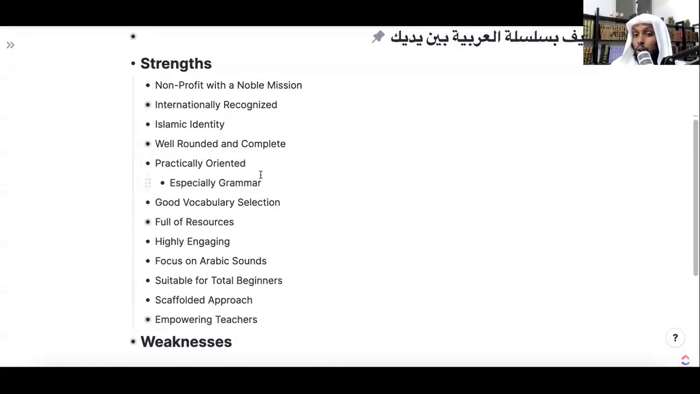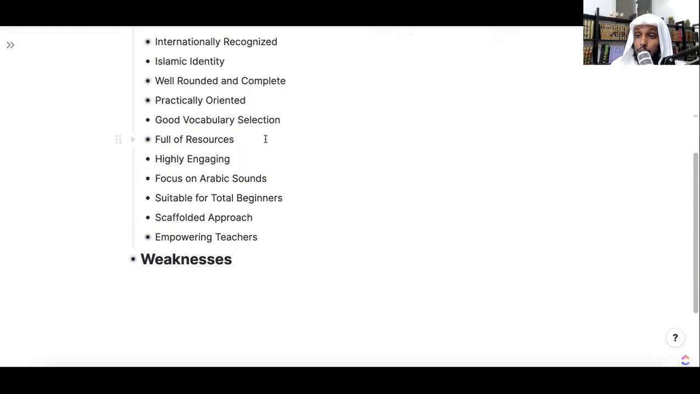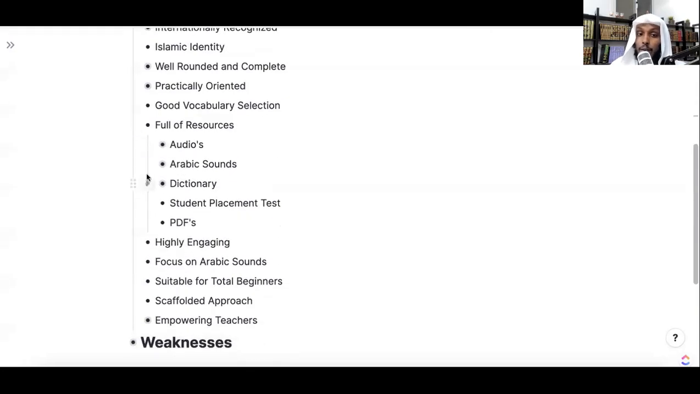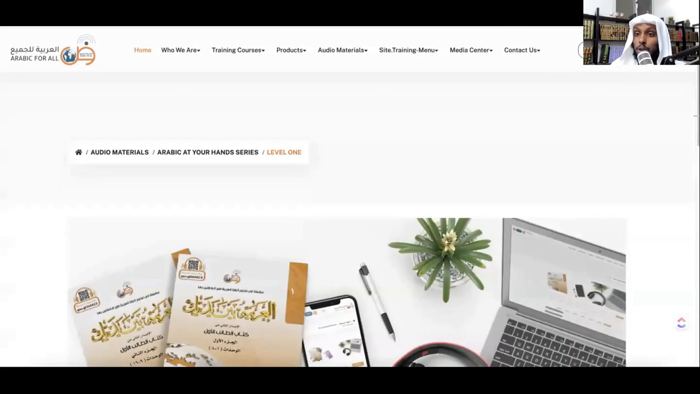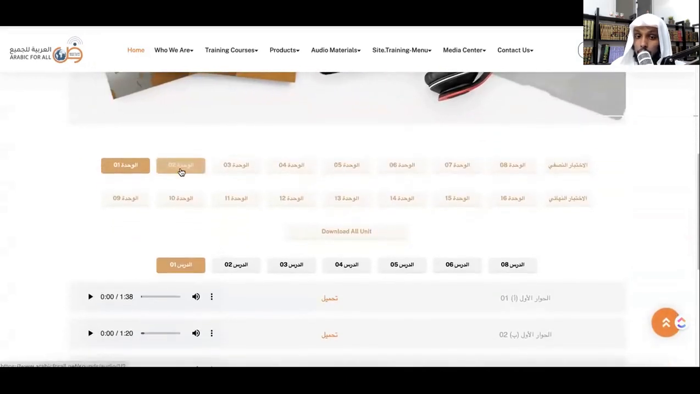It's very practically oriented. Specifically when you come to the grammar, it focuses on grammar rules that you actually need. Not like other books of grammar whereby you learn a grammar concept but you never see it in real life. It's got a very good vocabulary selection that's very relevant to your day-to-day lives. It's full of resources. Yes, they have the full audio available for level 1. Actually, for all levels. You just go to the website, this link, and these are all of the audios.